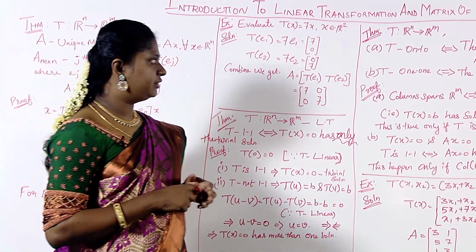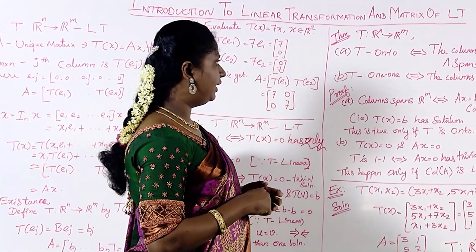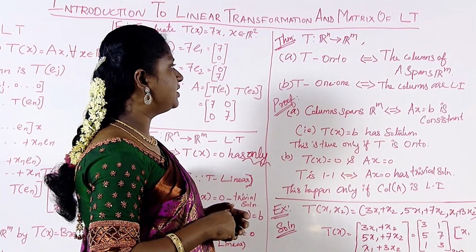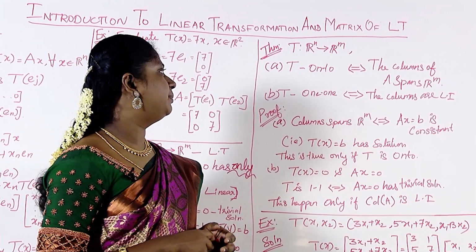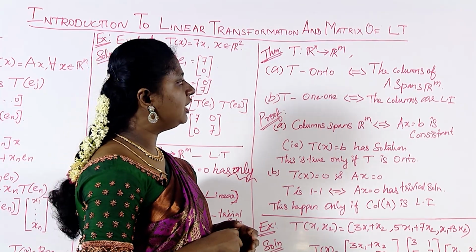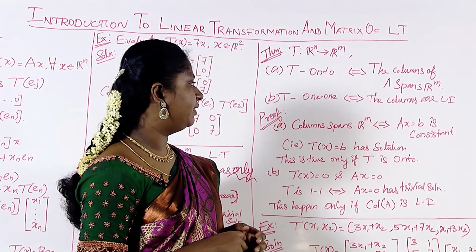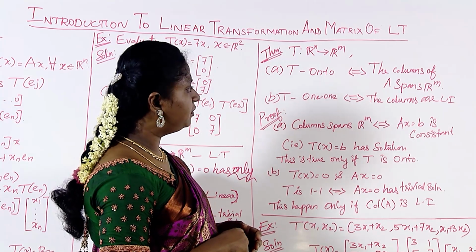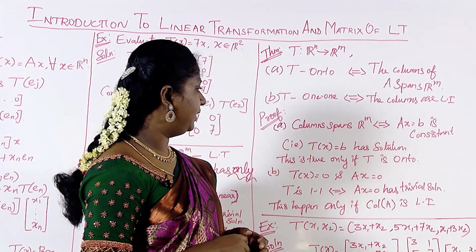Now, we are moving on to the next theorem, and we have T to be a linear transformation from R power n to R power m. The first statement: T is onto if and only if the columns of A span R power m. Next one: if T is 1-1, then the columns are linearly independent.